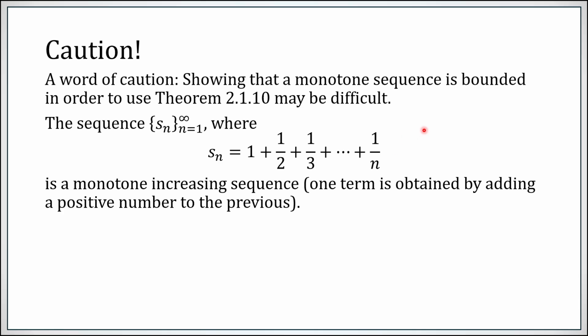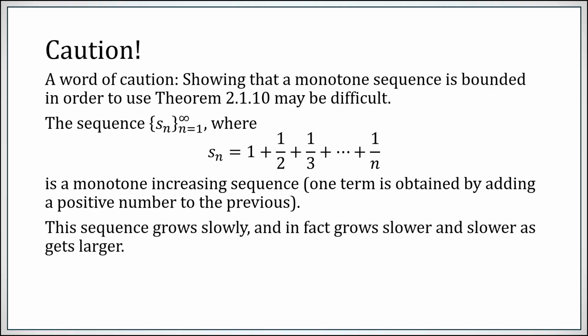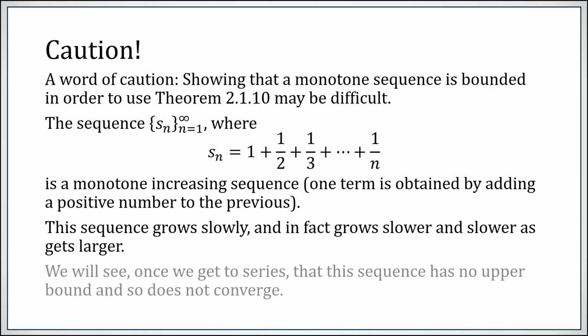I would make it bigger. Then add 1 over n plus 2. Make it bigger. It's definitely a monotone increasing sequence. However, it grows very slowly. It grows slower and slower as n gets larger.